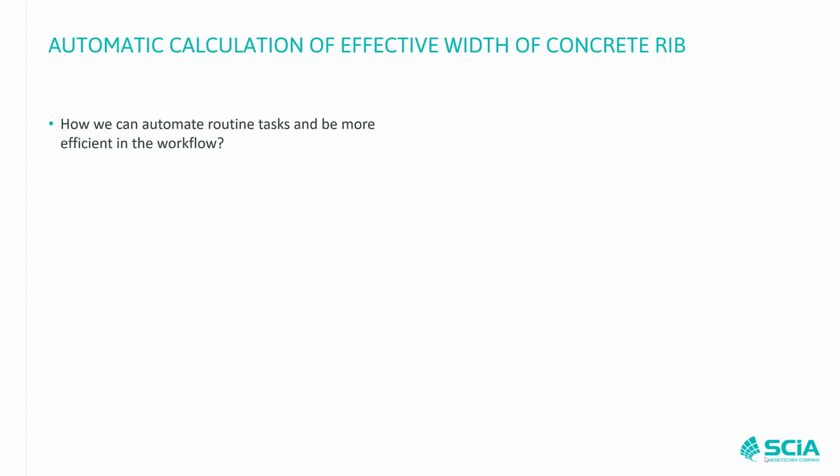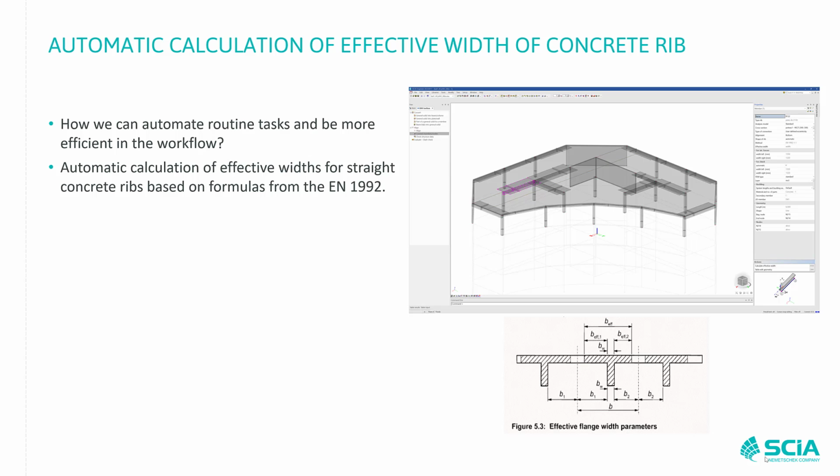also for concrete structures, and implemented the automatic calculation of effective widths for straight concrete ribs based on the formulas which are included in Eurocode 2. All the calculation is according to the formulas which are written here and also on the geometry of the rib.